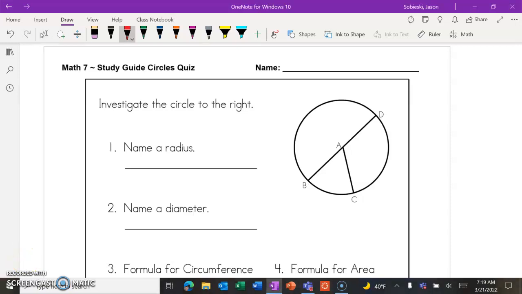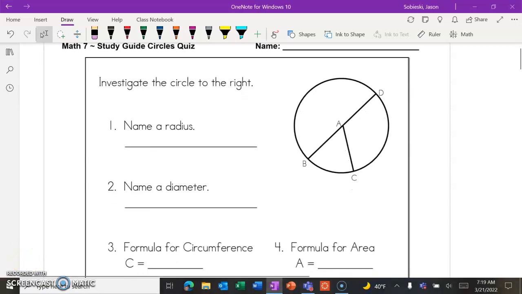All right, so the first problem asks us to name a radius, which we know is any line segment that starts at the center point and goes to the edge. So maybe like A to C would be a good option. AC, you could have also done AB, AD, anything like that.